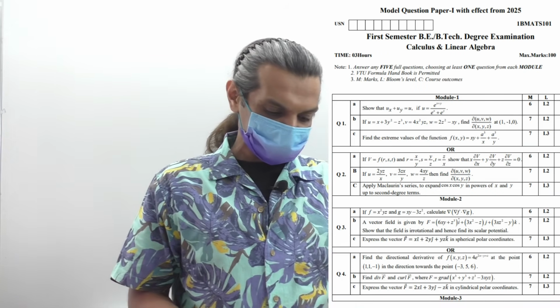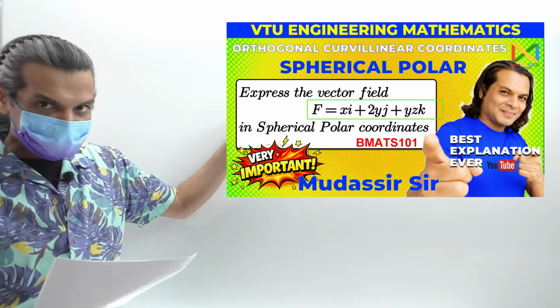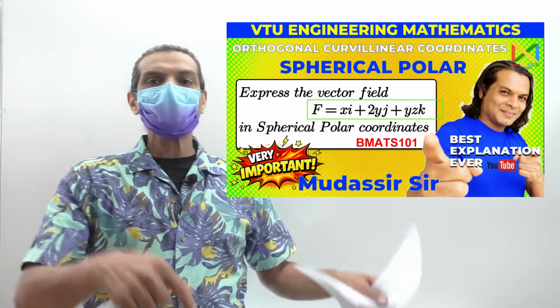Next is question number 3c. Express the vector F equal to x i plus 2y j plus yz k in spherical polar coordinates. The same questions may repeat. They might not change the values also. This problem I have also solved. You can refer to it and find the video link in the playlist.